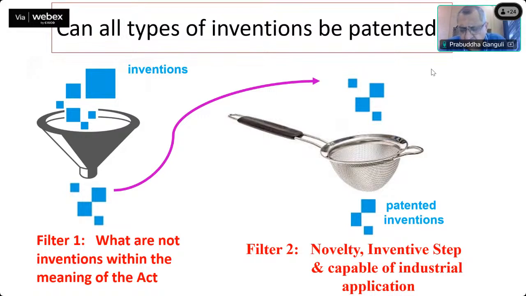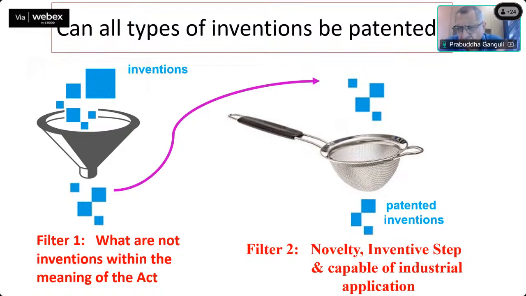I want someone to read out what is filter 2. What are the three terms written in filter 2? Novelty, an inventive step, and capable of industrial application. Perfect.